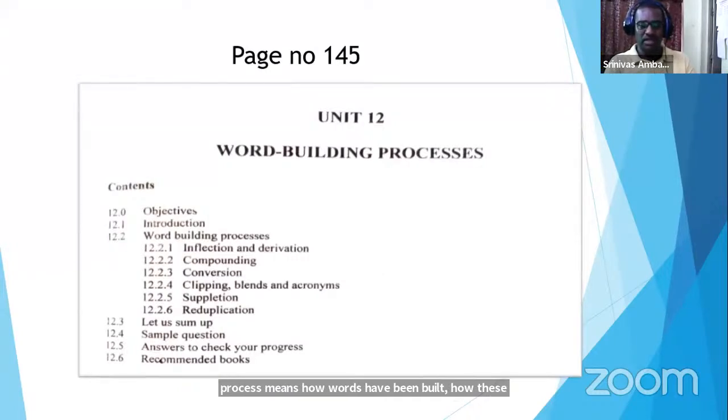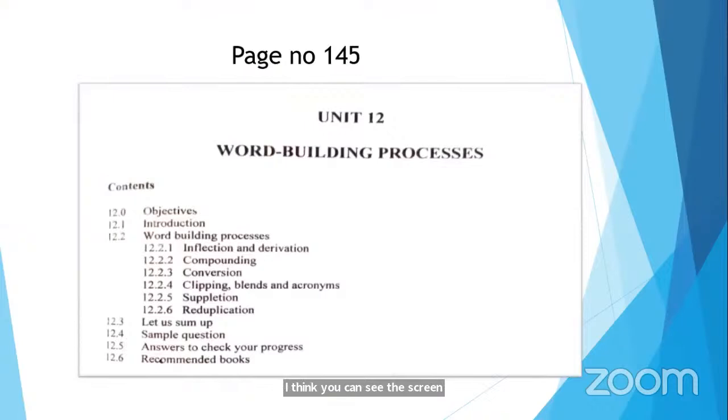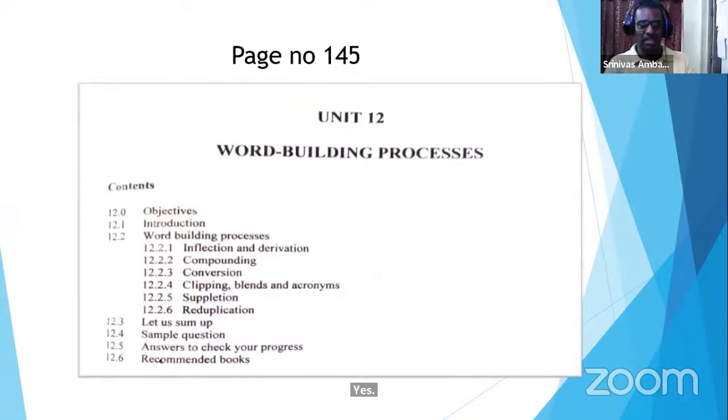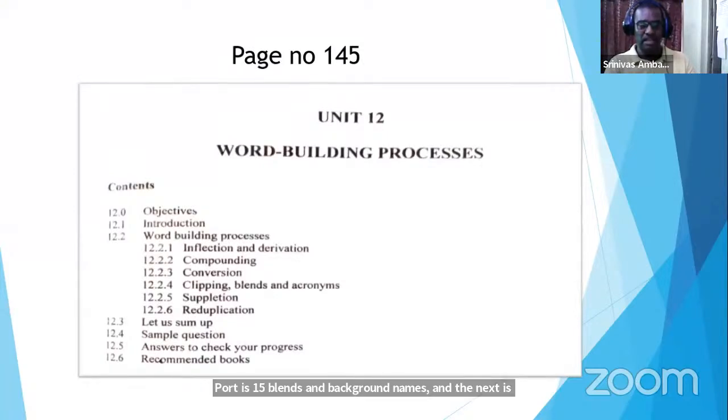So in that you have certain elements. See 12.2, I think you can see the PPT screen. Yes, sir. 12.2, inflection and derivation. Second is compounding. Third is conversion. Fourth is clipping, blends and acronyms. The next is suppletion. And the last is reduplication.